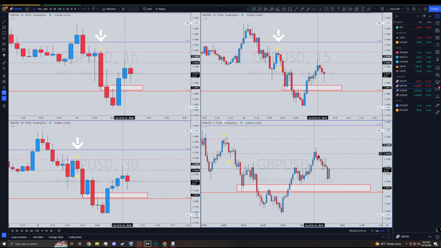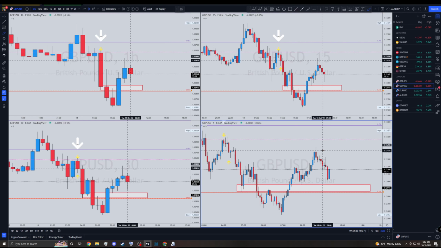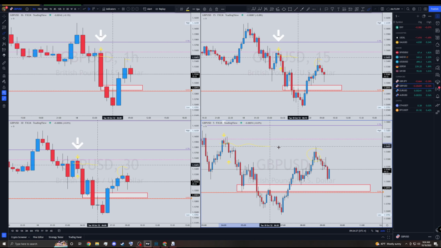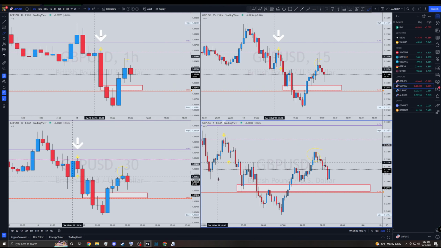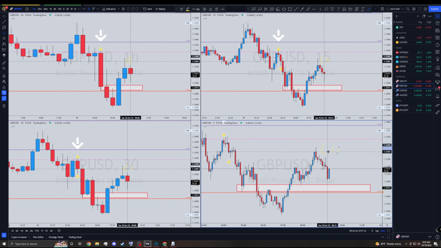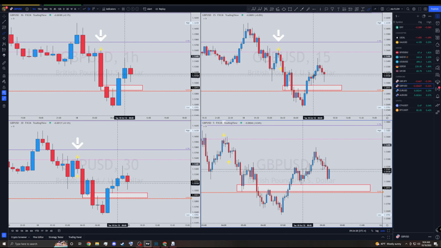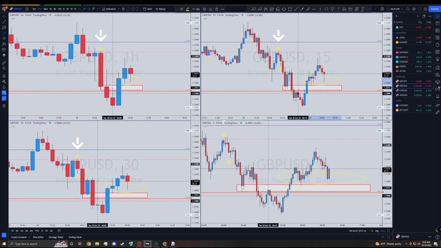Price came up and made a high here. This high is lower than that high, so it made a lower high. So I'm looking for this lower high to continue down, but we still have a lot of demand down here.